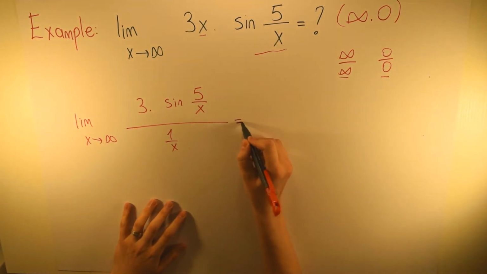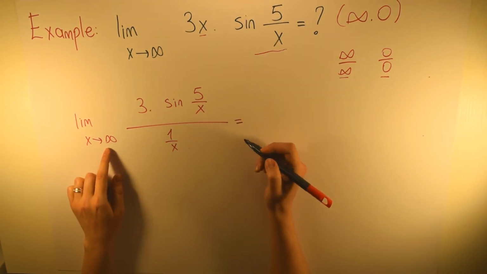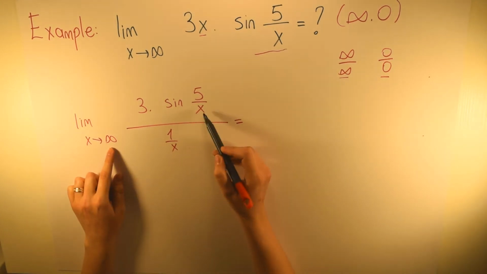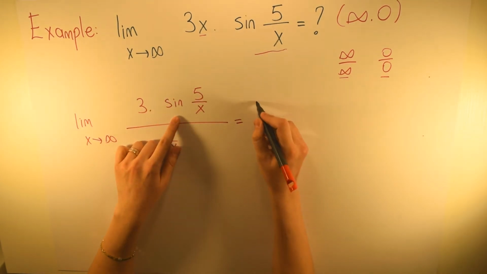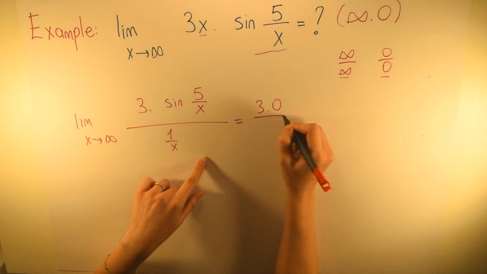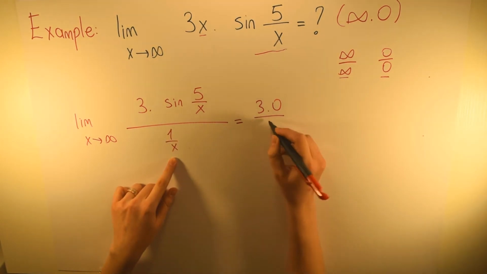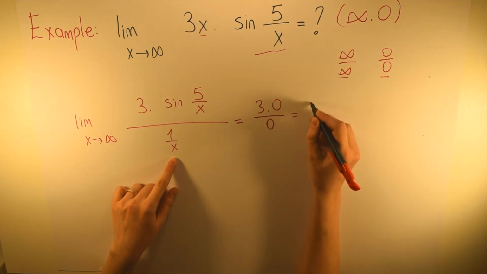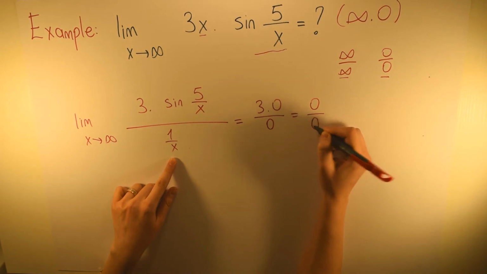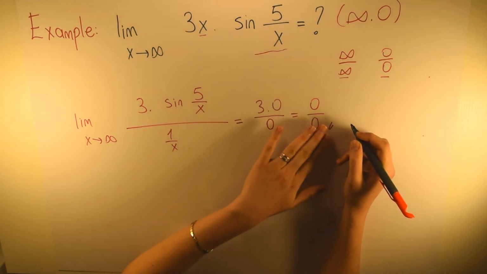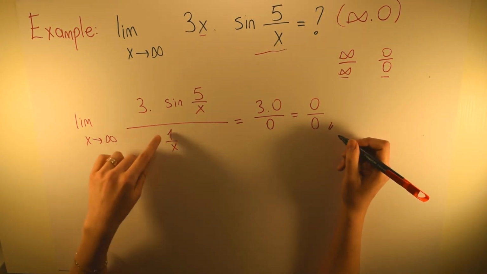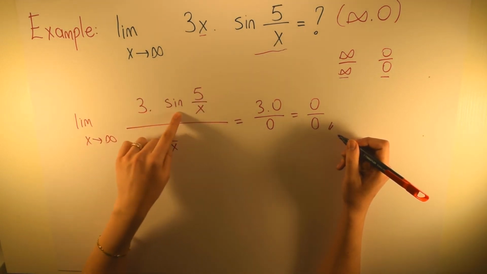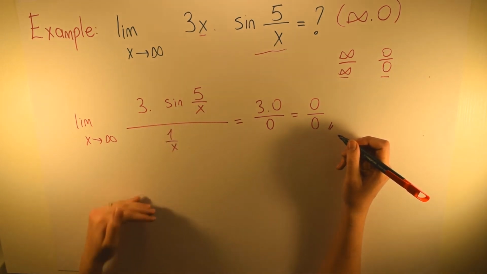And then after that, let's find this limit. When you put infinity instead of x, 5 over infinity is equal to 0. So it is 3 times 0 over 1 over infinity, which is 0. So this is, as you can see, 0 over 0. Now I can use my L'Hopital's rule. Let's do that. I take the derivative of the numerator and the denominator separately.